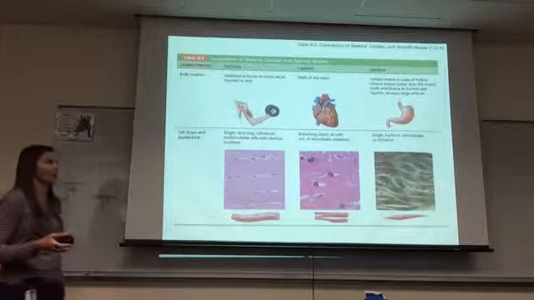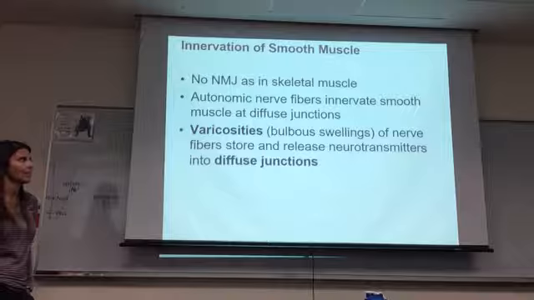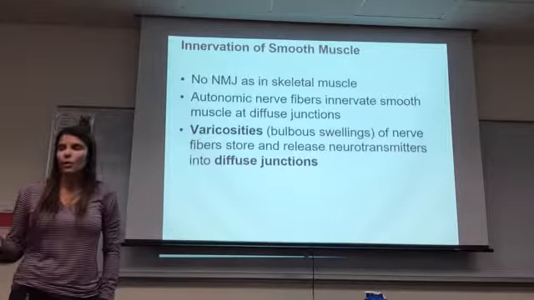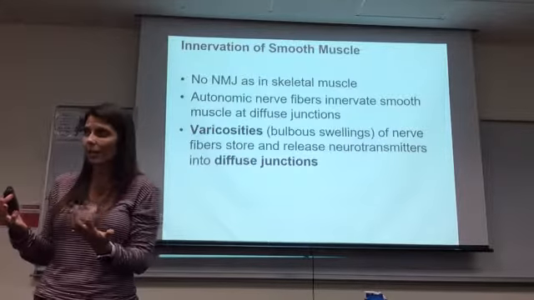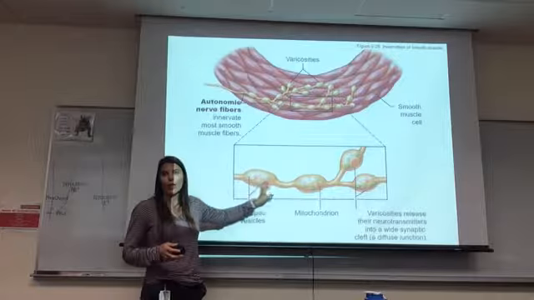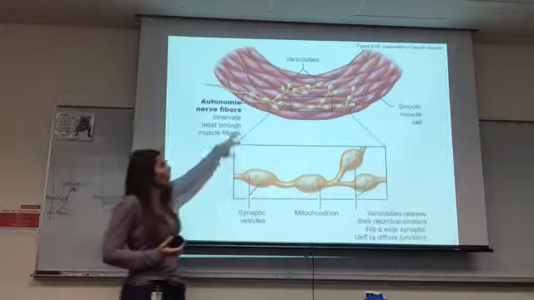Here's that same diagram from earlier. Again, neuromuscular junctions and smooth muscle. There's no neuromuscular junction in smooth muscle. It's not a 1-to-1 ratio. They have what we call varicosities. Varicosities look like, I think they look like those netted Christmas lights. And you kind of just lay them across all that muscle.